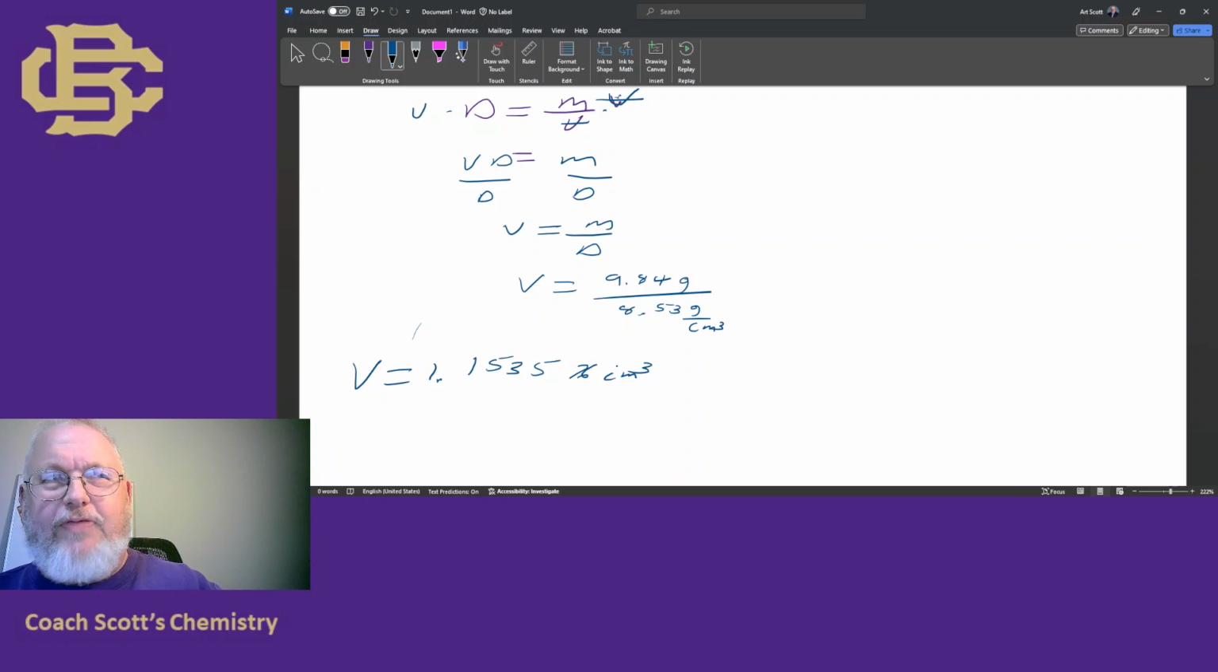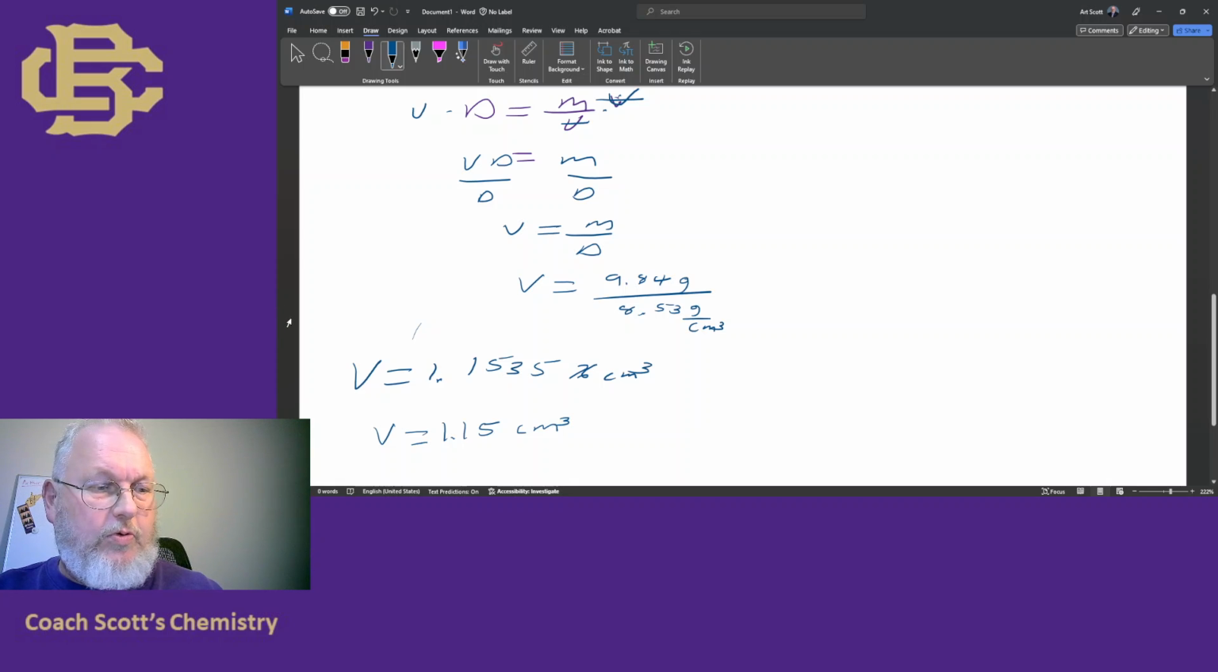I'm not going to report that. I'm going to report that to the correct number of sig figs. So I divided 3 sig figs by 3 sig figs. So my volume is going to be 1.15, there's 3. Look to the right, that's a 3, so I'm going to leave it alone. 1.15 cubic centimeters. That would give me a good answer for that first question. So I know what the volume is.